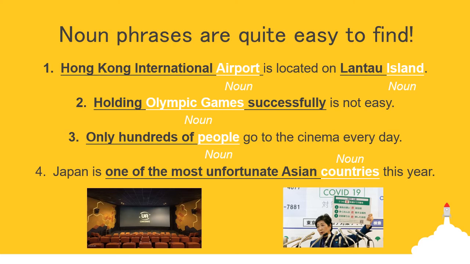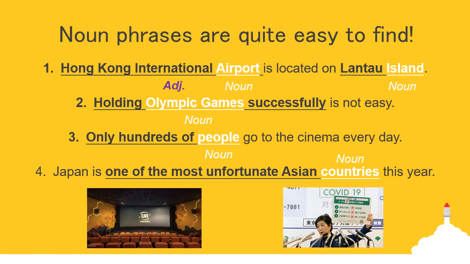And in the first noun phrase, Hong Kong International Airport, of course, you can see that airport is the most important word in the noun phrase, and at the same time, airport is a noun. So you can deduce that it is obviously a noun phrase. However, you should also notice that in this particular noun phrase, the second last word is not a noun. I'm talking about the word international. It is an adjective.